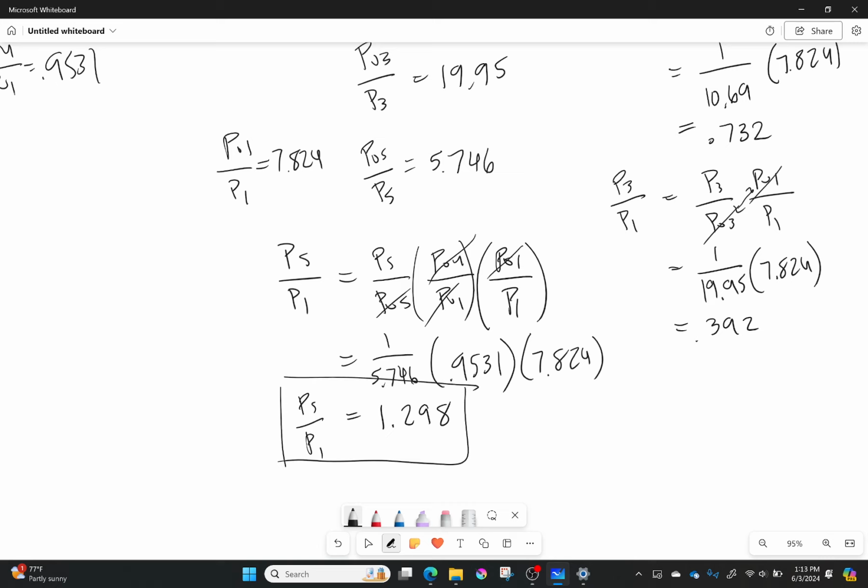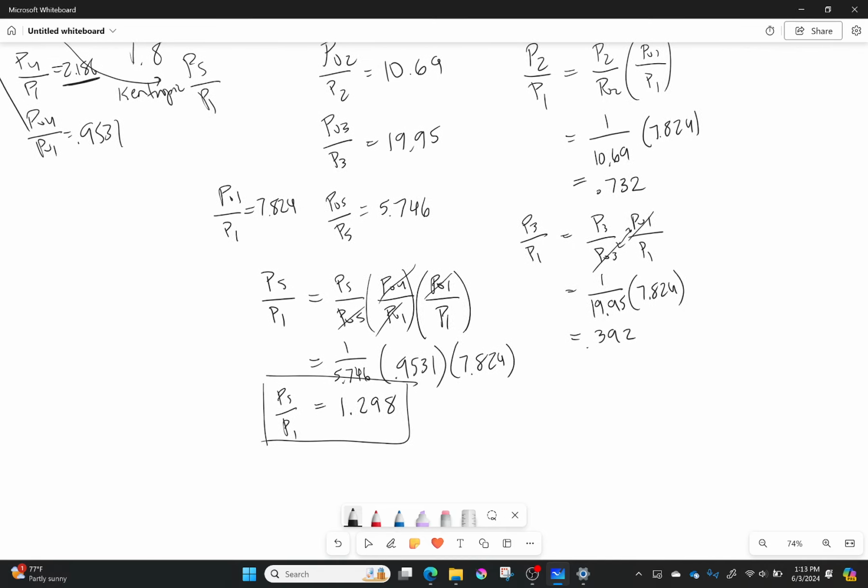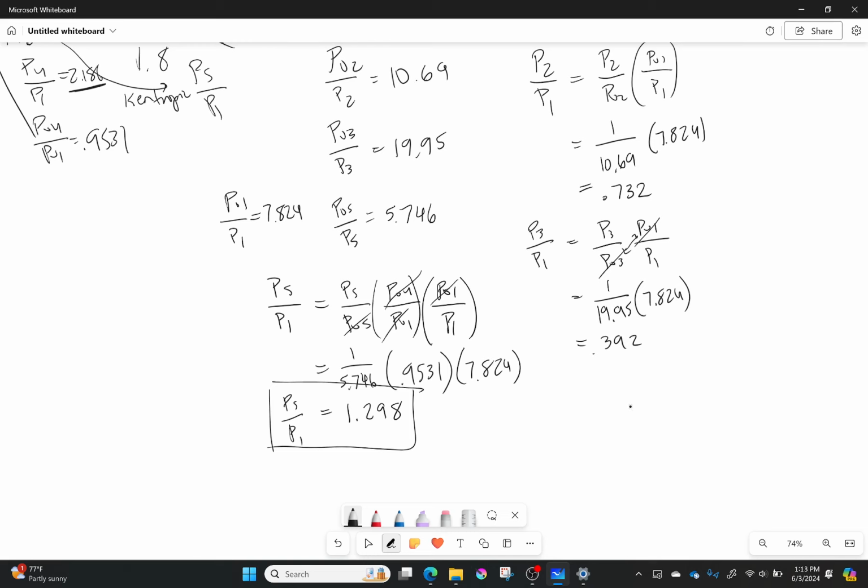Okay, so that is every single pressure ratio for this problem. Every single one. We did it. I'm loving it. We're in a very good spot now to move on to the last little steps here. So remember, we have this guy at an angle of attack of 10 degrees. I'm going to write down all the numbers we just got to make sure I have them in place. So I have 0.732, 0.392, then on the back here I have 1.298, and P4 over P1 was 2.186.